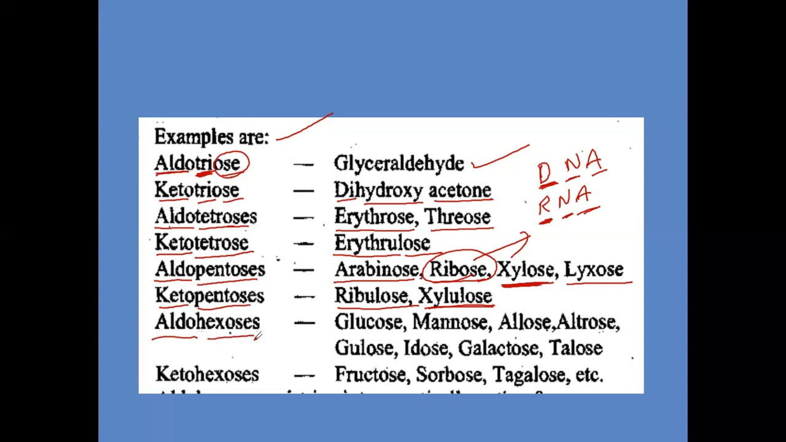Next, aldohexose. Examples: glucose, mannose, allose, altrose, gulose, idose, galactose. These are all examples of aldohexoses. And ketohexose: a ketone group will be there and 6 carbons will be present. Fructose, sorbose, tagatose. These are all examples of ketohexoses. So these are some of the examples of our carbohydrates.